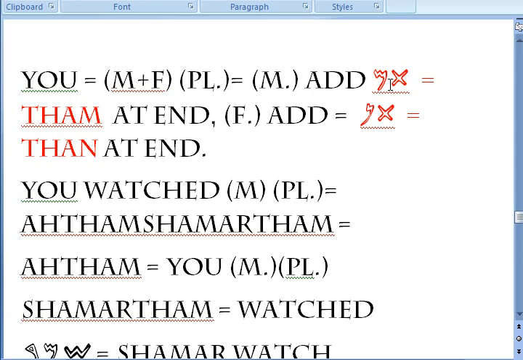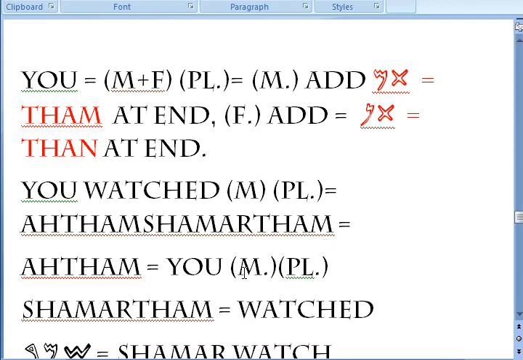You add the thumb at the end because the thumb makes it known that you're speaking about first and foremost masculine or male, and you're speaking about more than one, because it's more. If it's two or more brothers, then you would add the thumb at the end. So you, male or female plural, the male you add a thumb at the end, and the female you add a thun at the end of the word. Okay. So for instance, you watched, male plural, a thumb, shamar thumb.